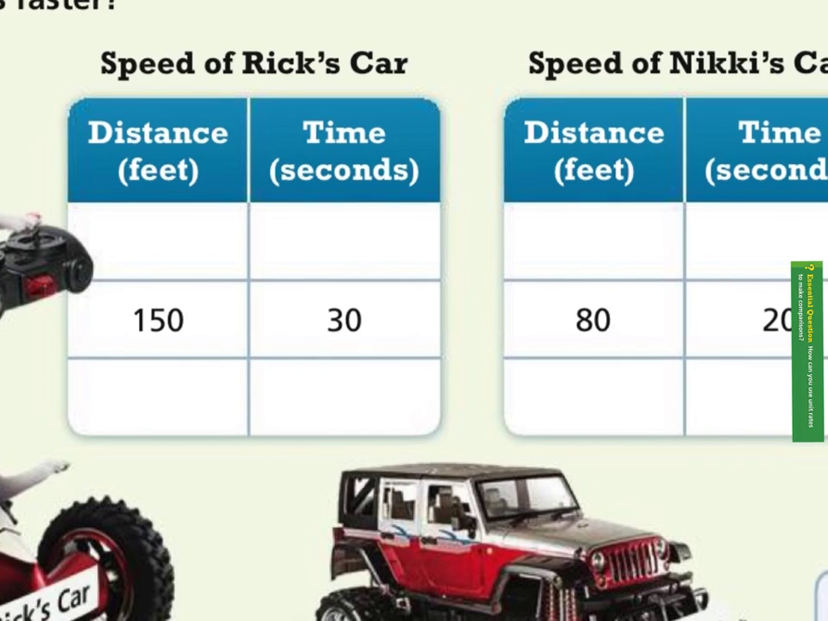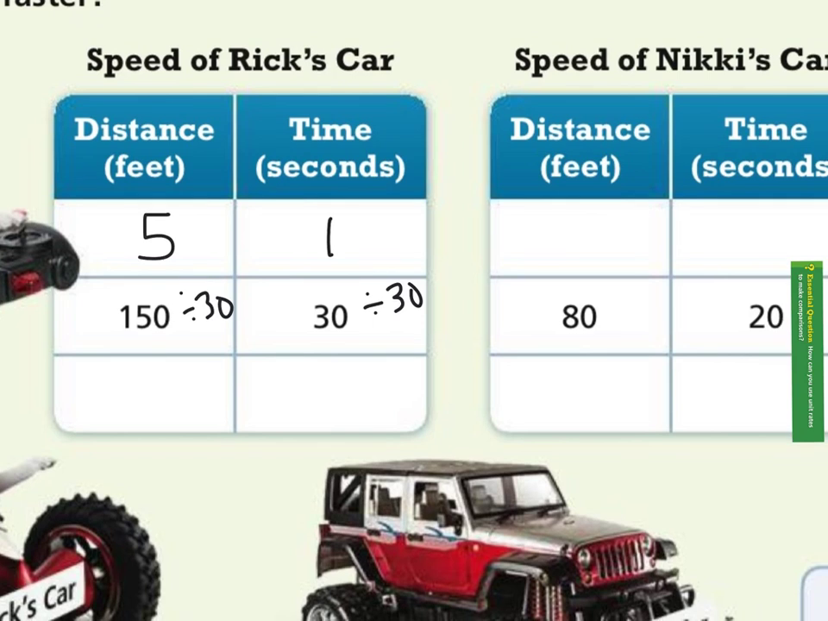One option would be for Rick's car, we could find a unit rate. In other words, this is for 30 seconds. If we divide by 30, we could figure out how far it goes in 1 second, or how far it goes per second. So 30 divided by 30 is 1. 150 divided by 30 is 5. So it goes 5 feet every second.